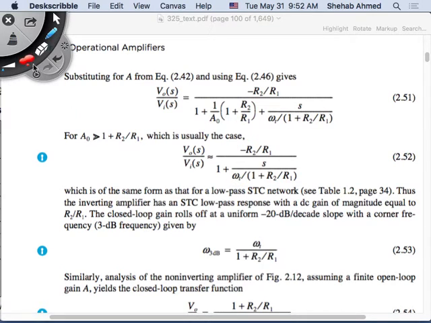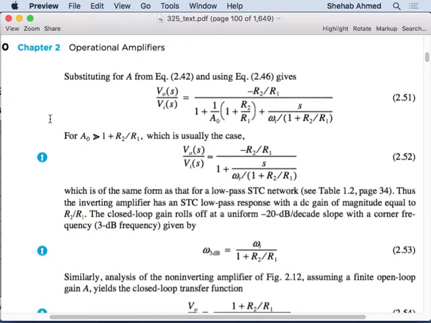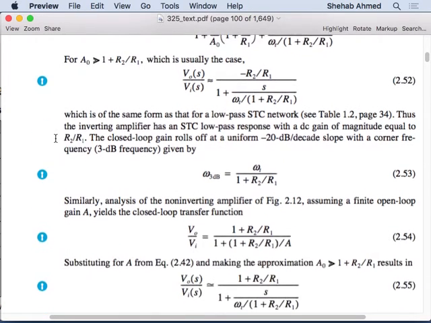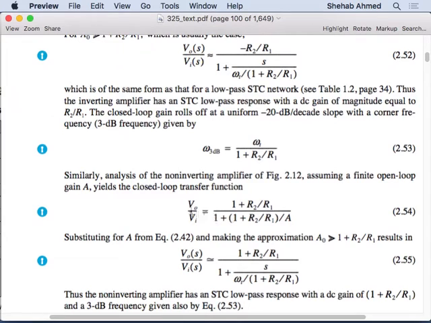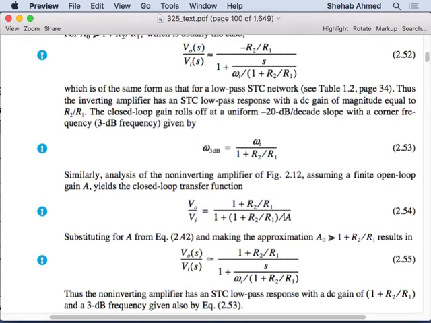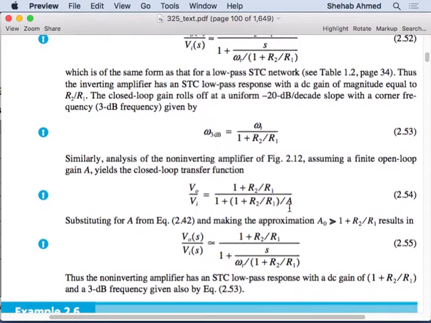It happens to be very similar also for the non-inverting amplifier. So you derive the non-inverting amplifier gain for a fixed value of A. We do the same thing. We take our low-pass filter characteristic of A, which is A0 over 1 plus S over omega naught. We plug that into this equation, do simplifications, and we will end up with this format.